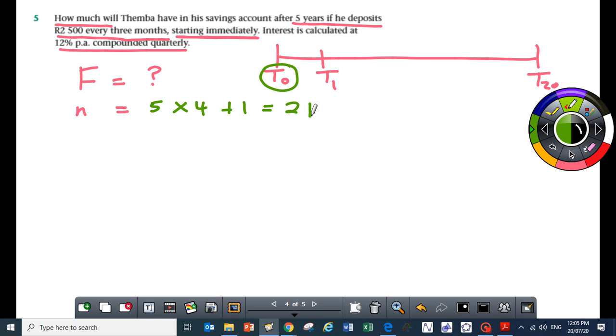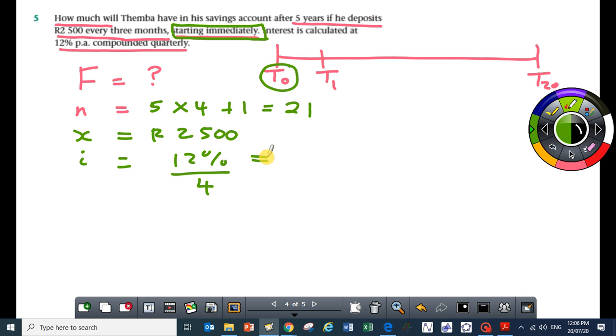Okay? Now, you need to be very careful here because those two words, starting immediately, are very important for you to determine the correct number of payments. Remember, N is the number of payments. Right? Then X is equal to 2,500. Alright? And then our interest is 12% compounded every quarter. So that's 0.12 over 4.